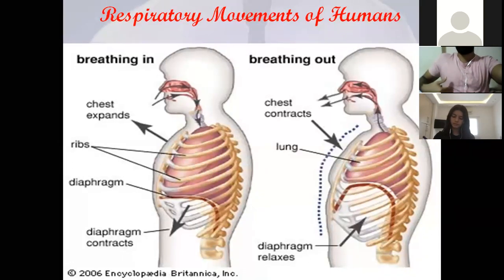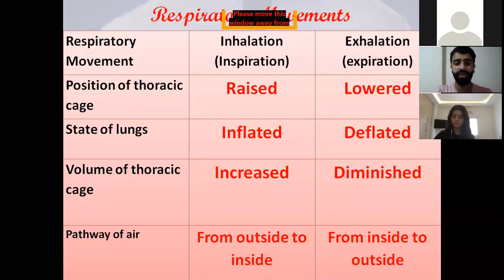If you put your hand here, we have bones. These bones represent the thoracic cage. So thoracic cage, the size of the thoracic cage will increase when the volume will increase during inhalation, while it will decrease or diminish during exhalation. Pathway of air is going to be from outside to inside, whereas exhalation from inside to outside.